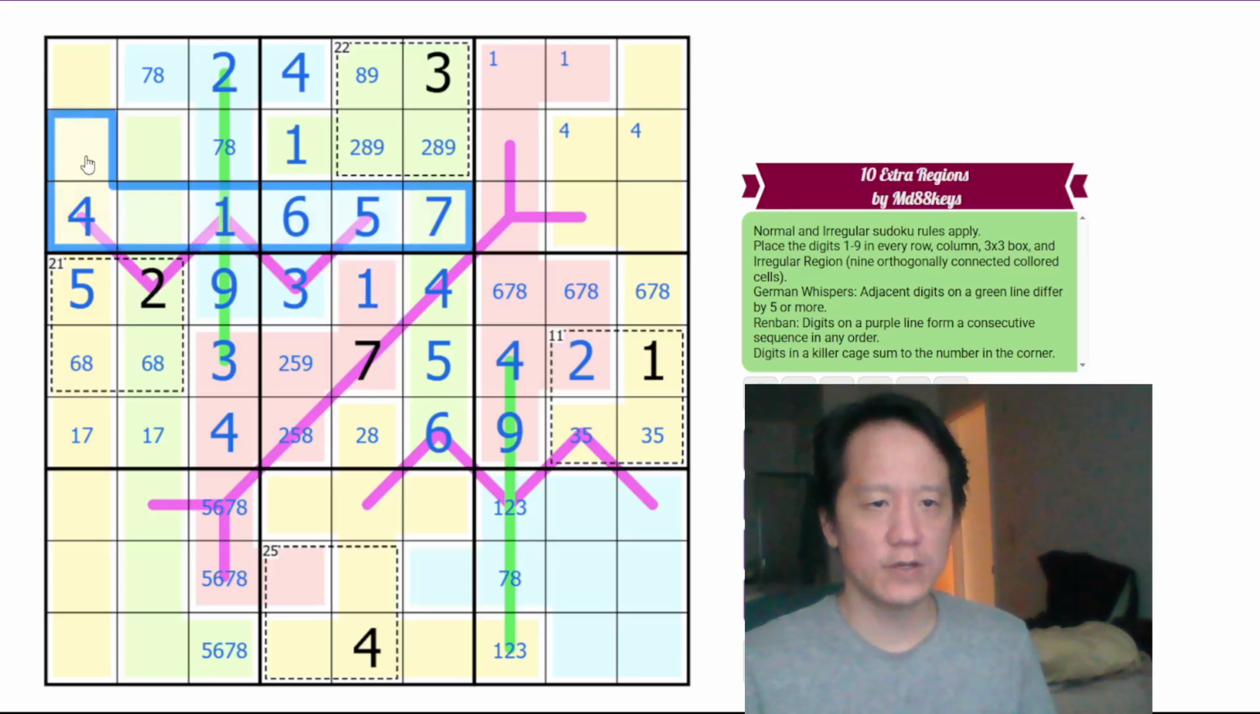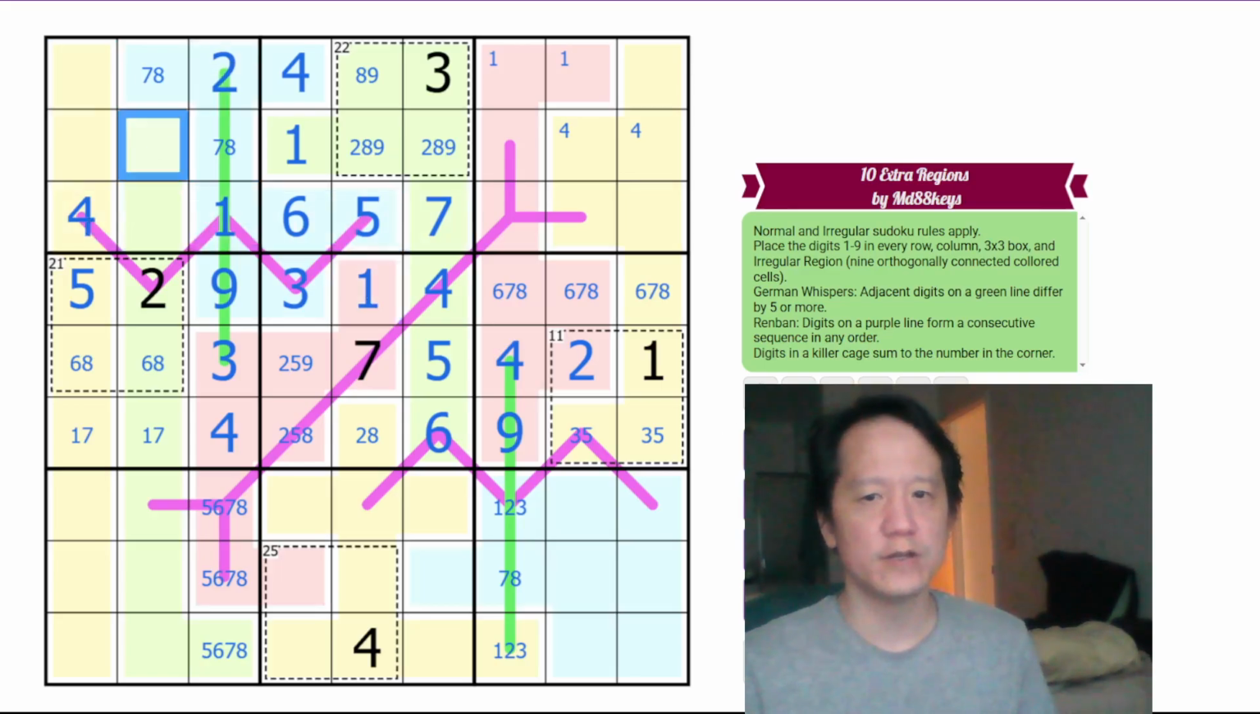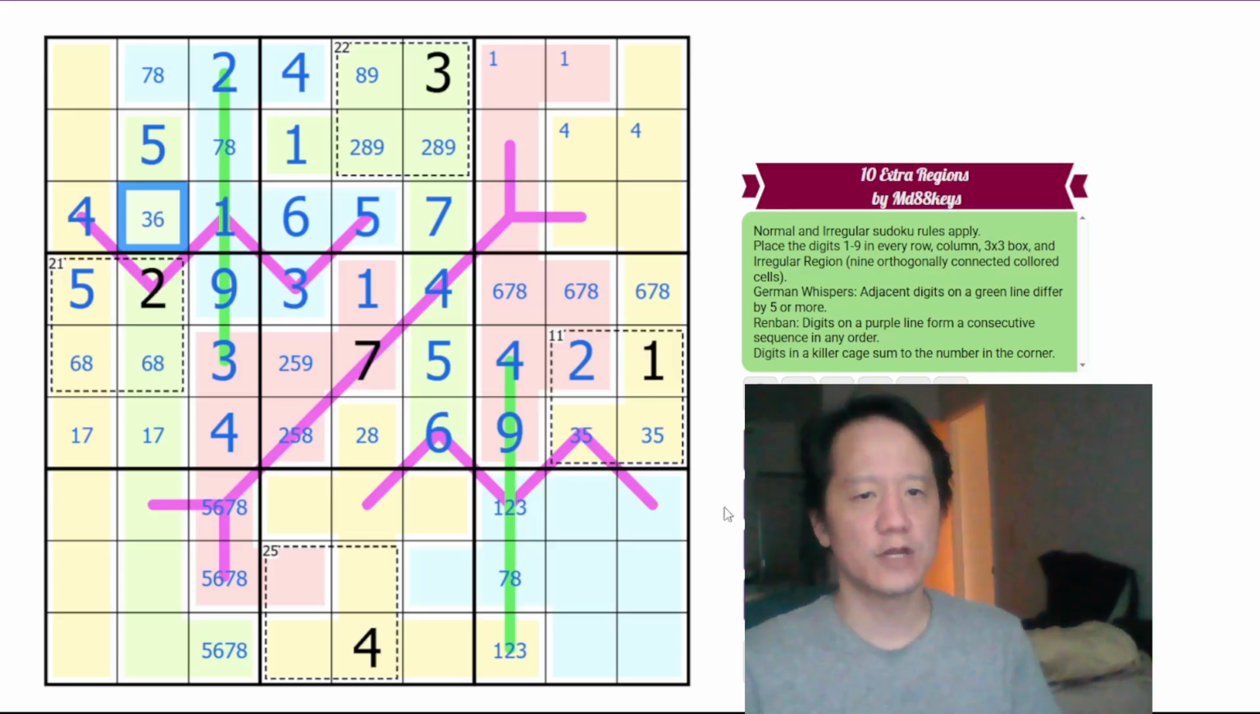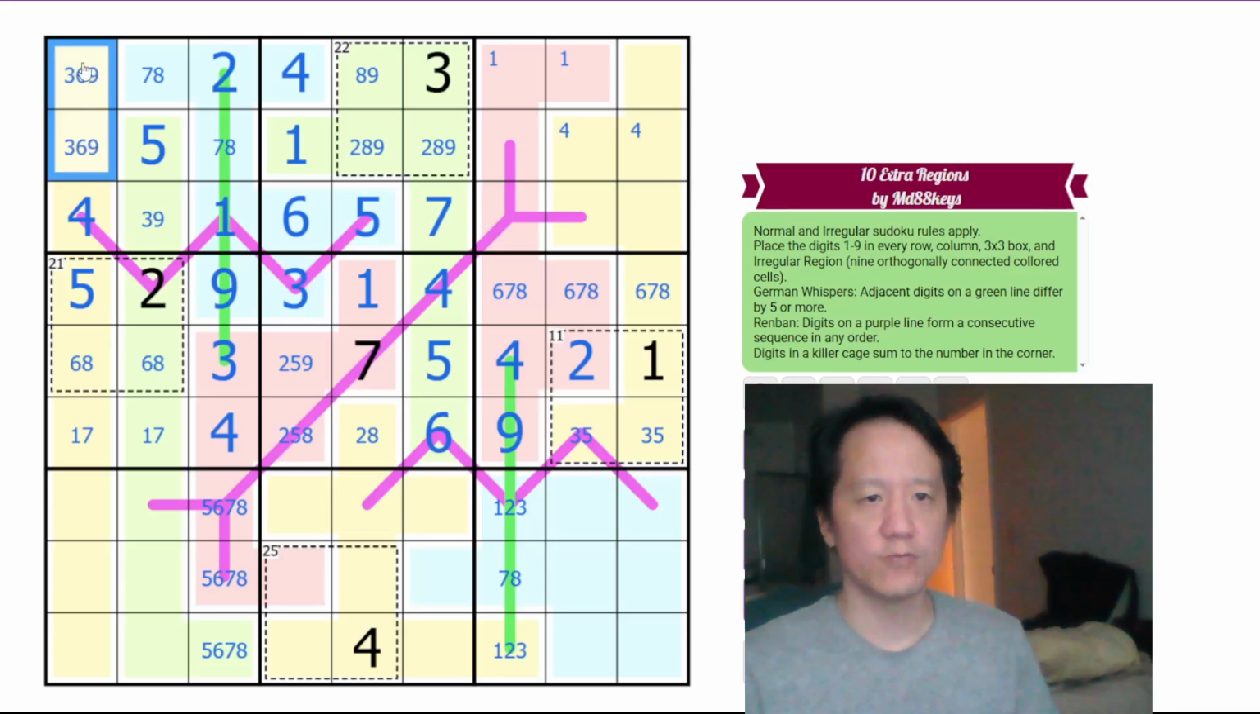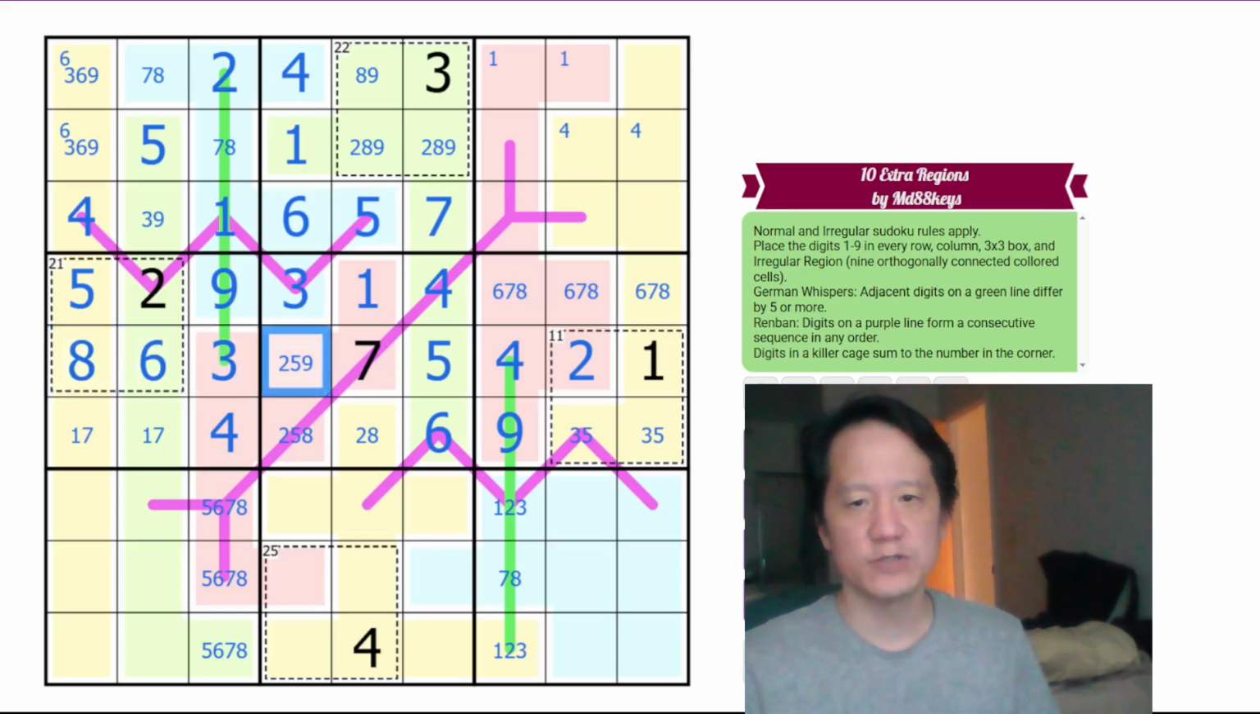5 cannot be here or here. Where is the 5 in this box? It has to be here. This has to be 3, 6, or it cannot be 6. This is 3 or 9. This is 3, 6, or 9, and one of these must be a 6 here. So this cannot be 6. This is 8, which makes this a 6. This can't be 2 or 5, so this is 9. This can't be 5, so this is 2 or 8.